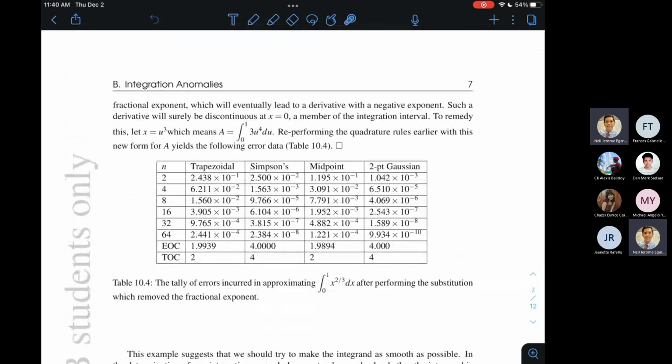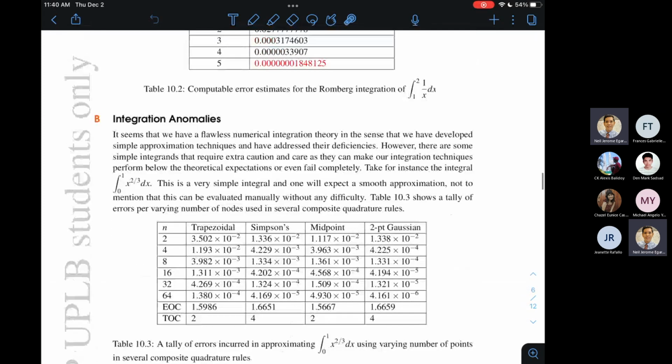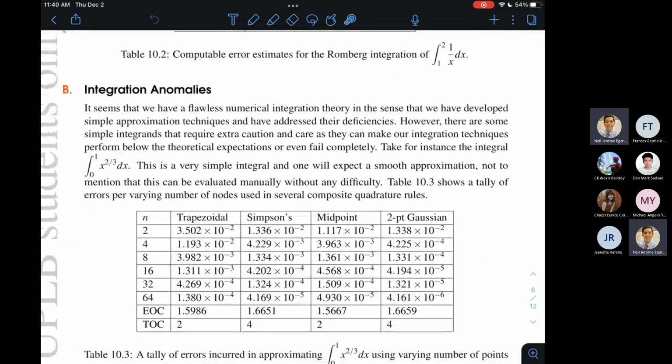Okay, integration anomalies. Okay, so we'll check first. Tingnan natin. To illustrate ano yung ibig sabihin, ano yung gusto kong sabihin with anomalies, tingnan natin tong example na to, kung saan makikita natin yung underperformance ng numerical integration formulas natin. So let's consider the integral of x to the 2/3 from 0 to 1. Now, this is easy to calculate kasi isang antiderivative ni x to the 2/3 ay 3/5 x to the 5/3. So actually, this can be easily done by hand.